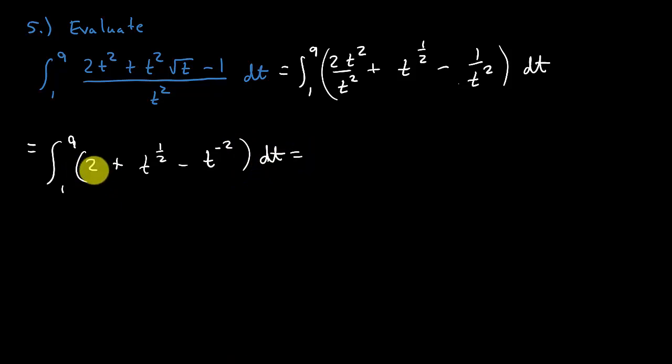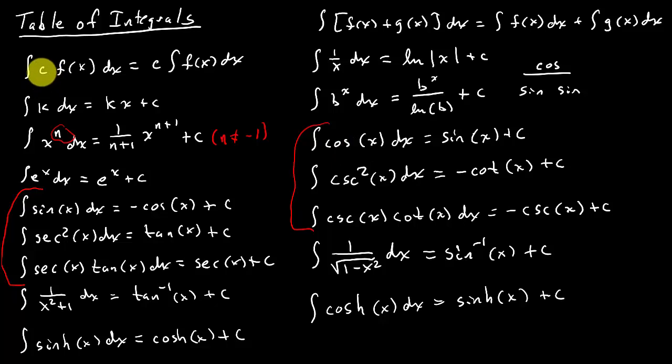So the antiderivative of 2 is 2t. Remember that in the table, if we integrate a constant term, where is it?